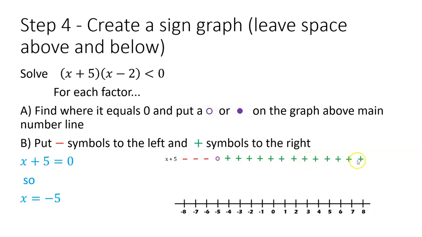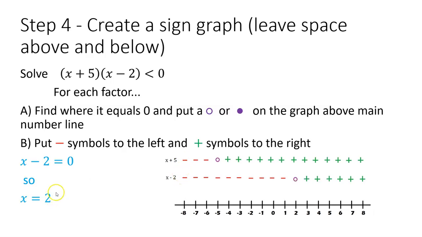Anything to the right of this is going to get a plus sign. If you stick in negative 4 for x, negative 4 plus 5 is positive 1. If you plug in 1 for x, 1 plus 5 is positive 6. Any number you plug into the right is going to turn the value of x plus 5 positive. If you plug in any of these values to the left, you'll get a negative number. For instance, plugging in negative 6, negative 6 plus 5 is negative 1. That's a negative number. So once again, find out what makes that factor 0. Put a 0 there, either open or closed, whatever is appropriate to the problem. Everything to the right gets a plus sign. Everything to the left gets a negative sign. We'll do the same thing with x minus 2.